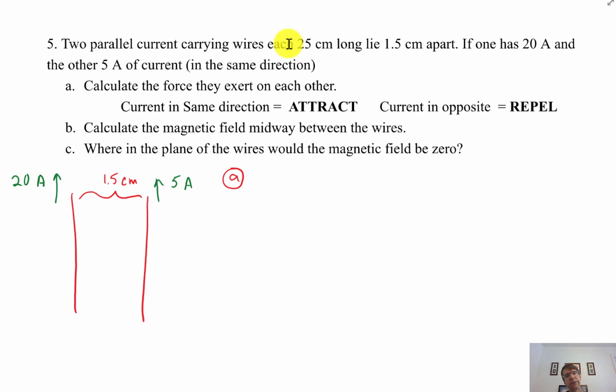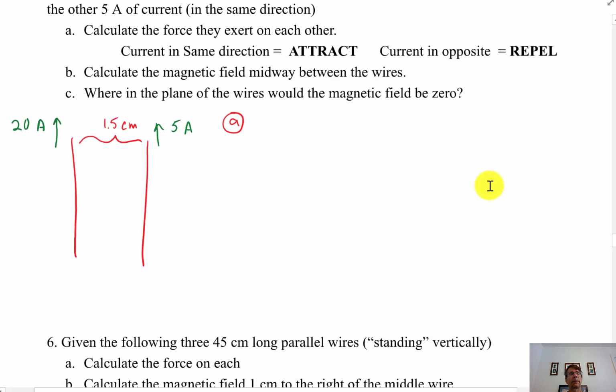So this one's a pretty involved problem. There's a lot going on here. Let me scroll down a little bit. So what happens is each wire creates a magnetic field due to the current in that wire. So there's going to be 2 magnetic fields here, 2 interacting circular fields.